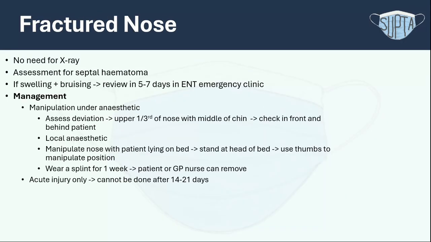So for a fractured nose, there's no need for x-ray. So you want to assess for the septal hematoma. And if there's swelling and extensive bruising, it's better to review in 5 to 7 days in ENT emergency clinic. Before then, you want to do the manipulation under anesthetic, essentially. And then the patient can wear a splint afterwards for a week. And it can't be done really after 14 to 21 days, and you have more permanent deformity of the nose by then.